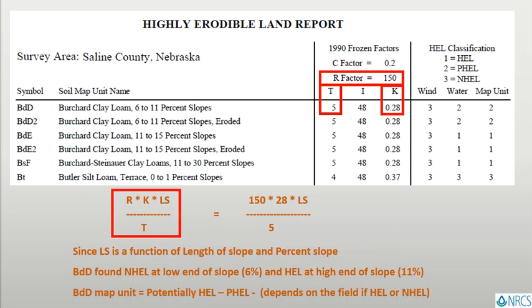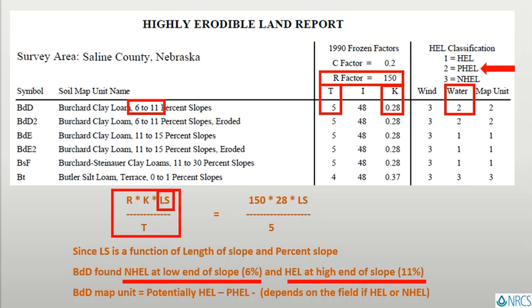The water erosion equation includes 3 factors divided by the T factor. The LS factor is a function of 2 variables, length of slope and percent of slope. For the BDD map unit at the low end of the slope, 6% equals non-HEL, and at the high end of the slope, 11% is HEL. This results in the BDD map unit being potential HEL, PHEL. Note the code of 2 PHEL under the water column.